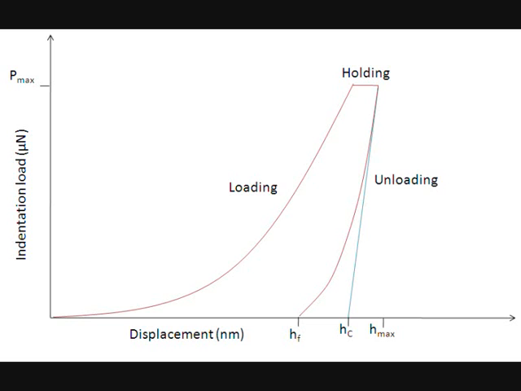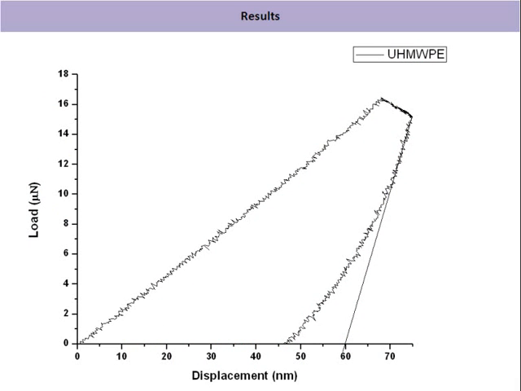Results of the experiment are as follows. Ultra-high molecular weight polyethylene-based composites are used. Ultra-high molecular weight polyethylene has been chosen as the reference material. This is the load versus displacement curve obtained for ultra-high molecular weight polyethylene. The maximum attained load is 16 micronewton and the maximum displacement attained is 75 nanometer.